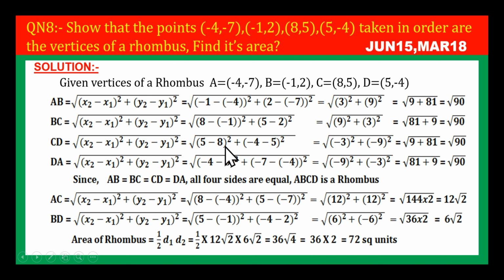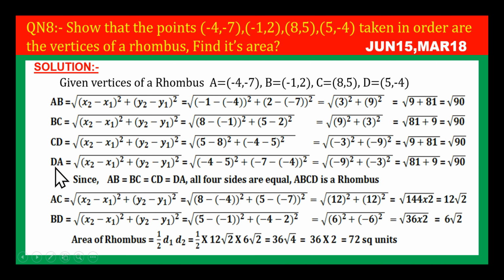What is 5 minus 8? 5 minus 8 is -3 whole square. And what is -4 minus 5? -4 minus 5 is -9 whole square. -3 whole square means -3 into -3, minus into minus is plus 9, plus (-9) whole square, minus into minus is plus, 9 nines are 81. Again 9 plus 81 is 90 units.